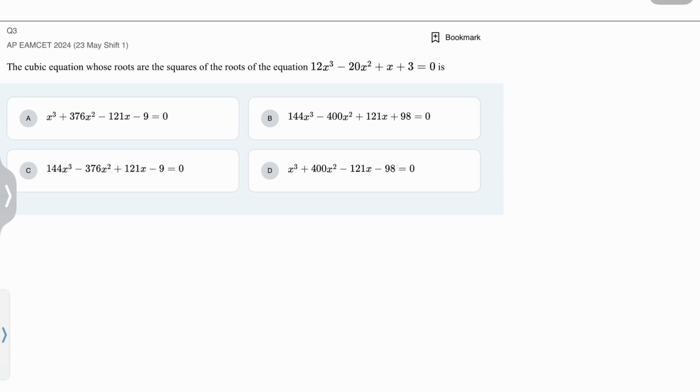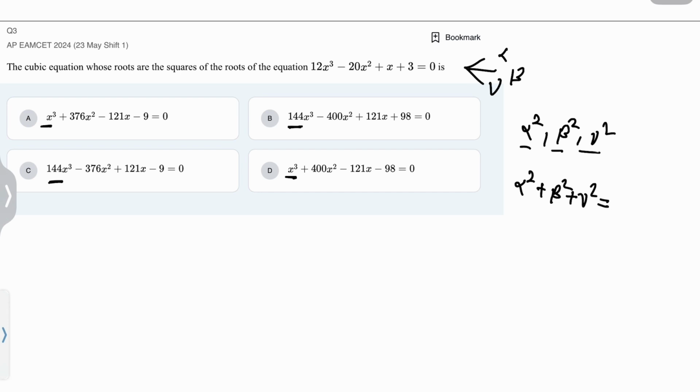Given the cubic equation whose roots are the squares of these, suppose the roots are alpha, beta, gamma. Then alpha square, beta square and gamma square are the roots of the other equation. Finding the sum alpha square plus beta square plus gamma square is very difficult, and the sum of alpha square beta square terms is also very difficult. So you can use one trick.